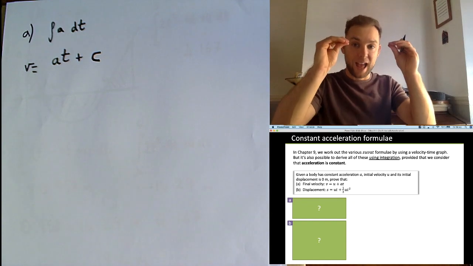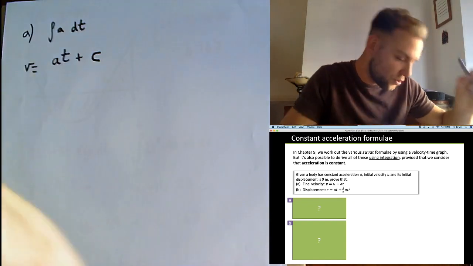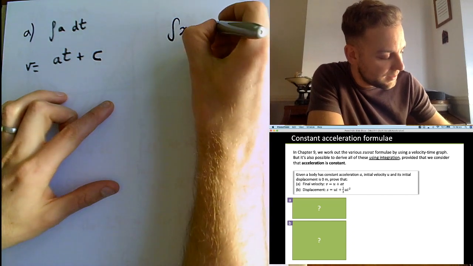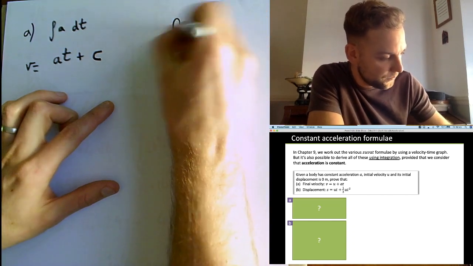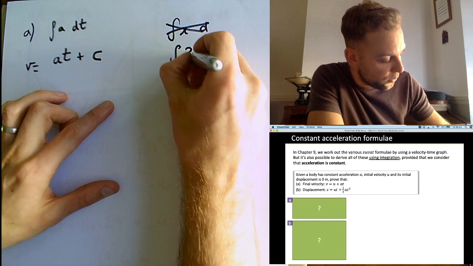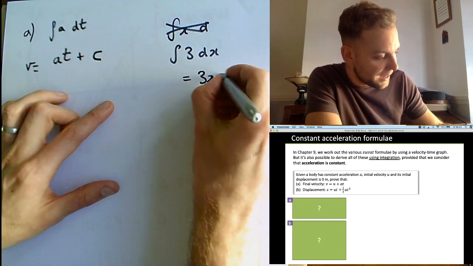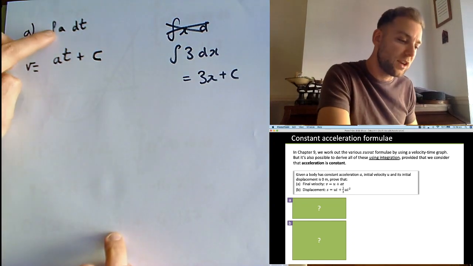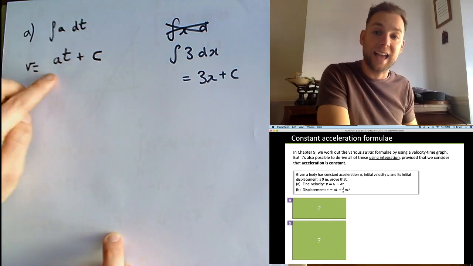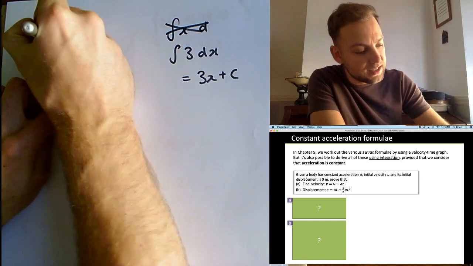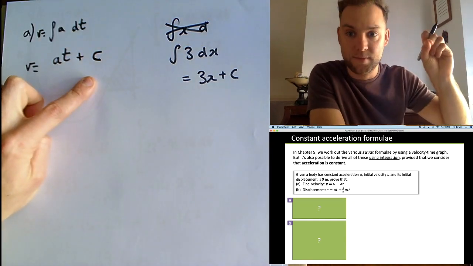Just a little side note, if I integrate 3 with respect to x, that would be equal to 3x plus c. So if I integrate a with respect to t, that's equal to at plus c, okay? And I know that the velocity is equal to the integral of a.